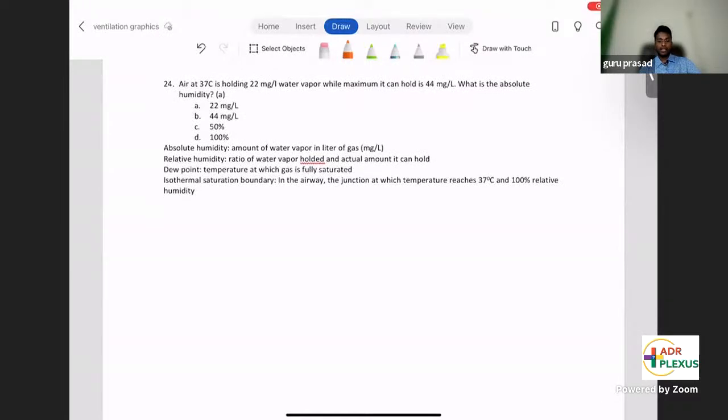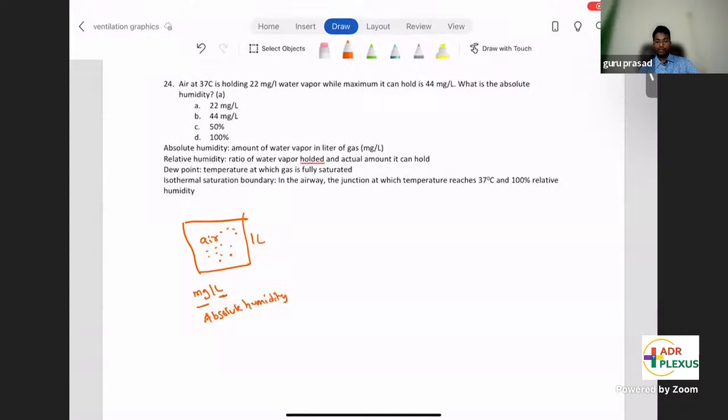This is regarding humidity. So let us assume you have taken 1 liter of air, and you have seen what is the water vapor present in that air. The amount of water vapor present in that air is measured in milligram per liter. The milligram per liter of water vapor in 1 liter of air is called absolute humidity.